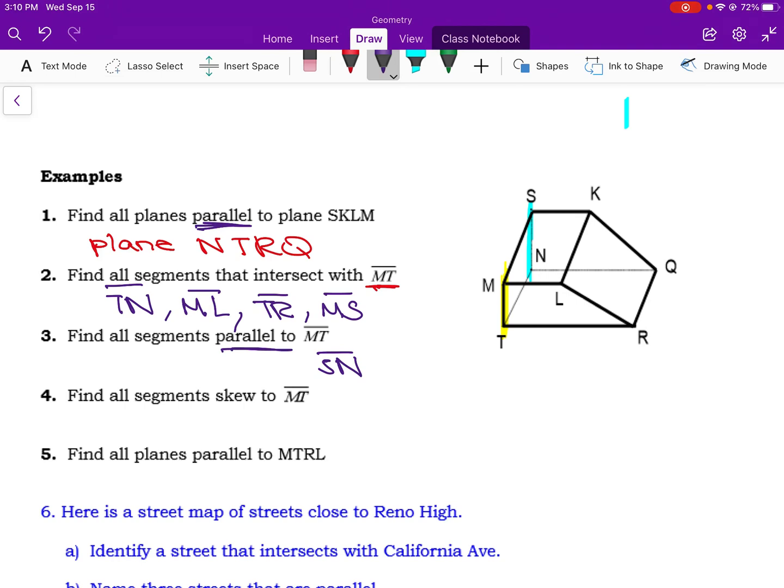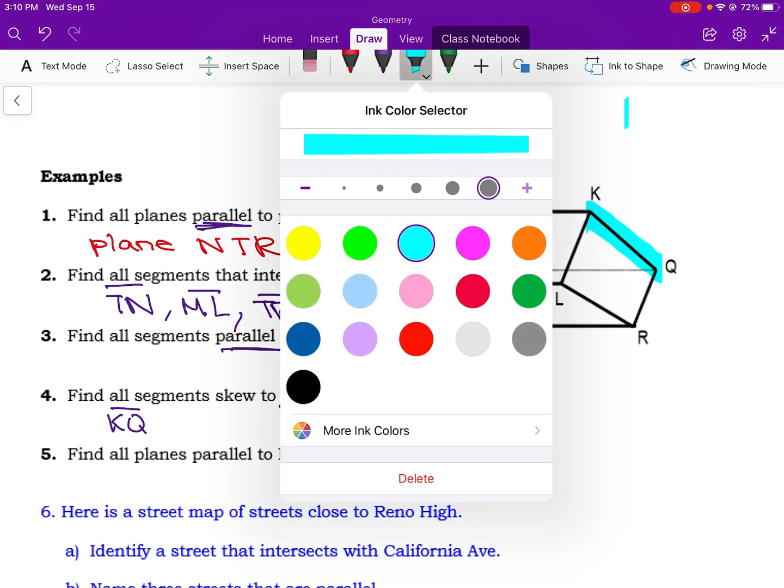The next one's asking me to find all segments that are skewed to MT. So we can keep MT highlighted in yellow. And we're looking for all of the line segments that are skew. And remember, skew means in a different plane. They're not parallel and they'll never intersect. So different plane. This one would not work because that's in the same plane, although it looks like it would be skew. This guy though, KQ, so let's say line segment KQ is skew.